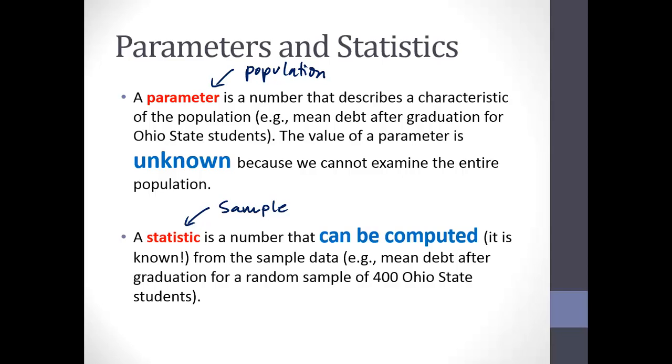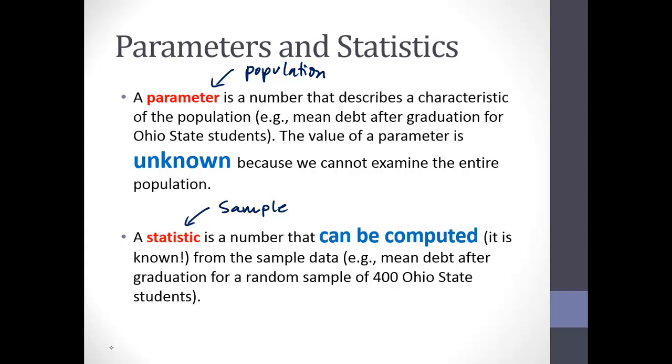Whereas a statistic is sort of the corresponding thing that we can calculate from our sample. So again, we collect information. We take a sample of Ohio State students. We ask them what their debt was, and then we can compute the average from that group. So again, for example, this would be like the mean debt if we took a simple random sample of 400 students. So parameter corresponds to the population, and that's unknown. A statistic corresponds to the sample, and that's something that we actually can calculate. So using the information that we collect, then we can compute that statistic.